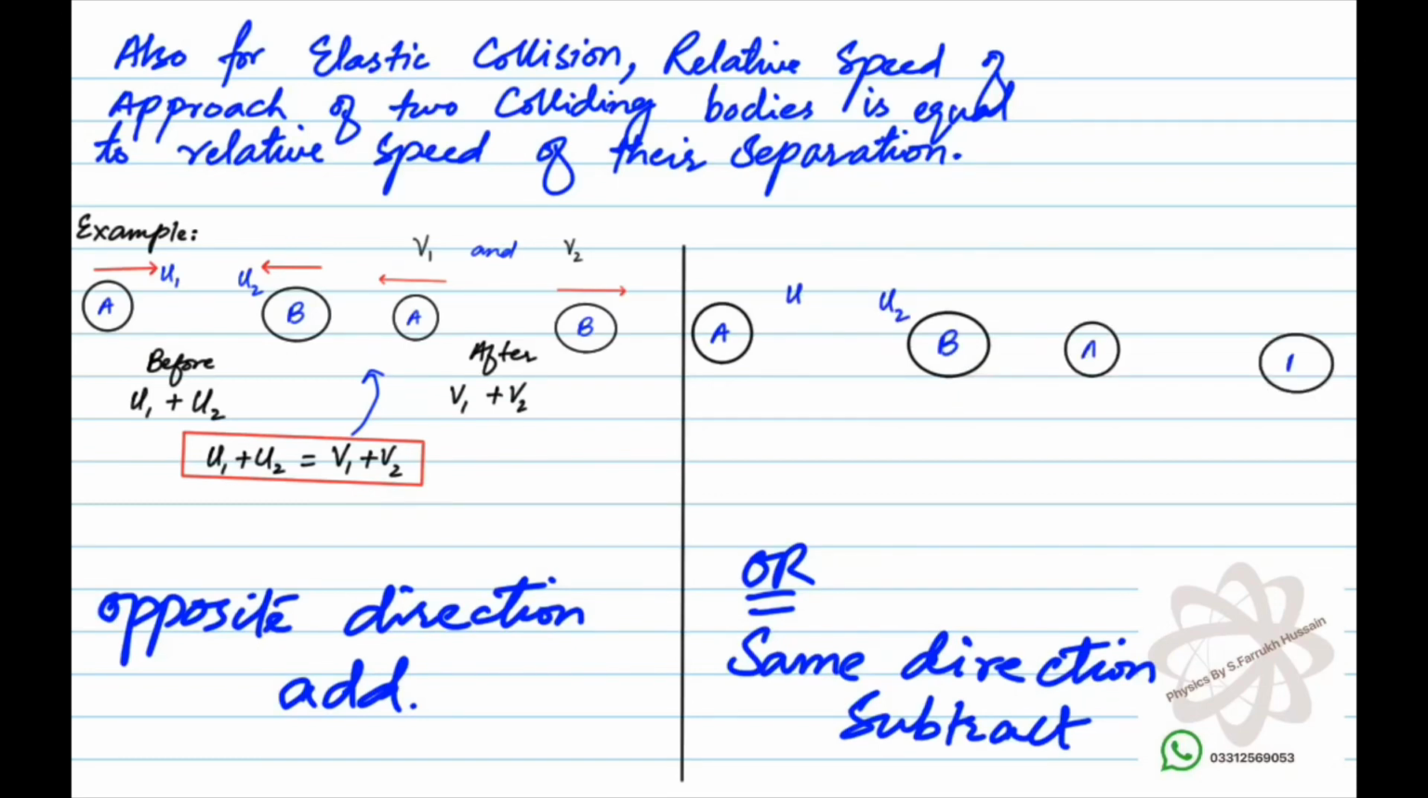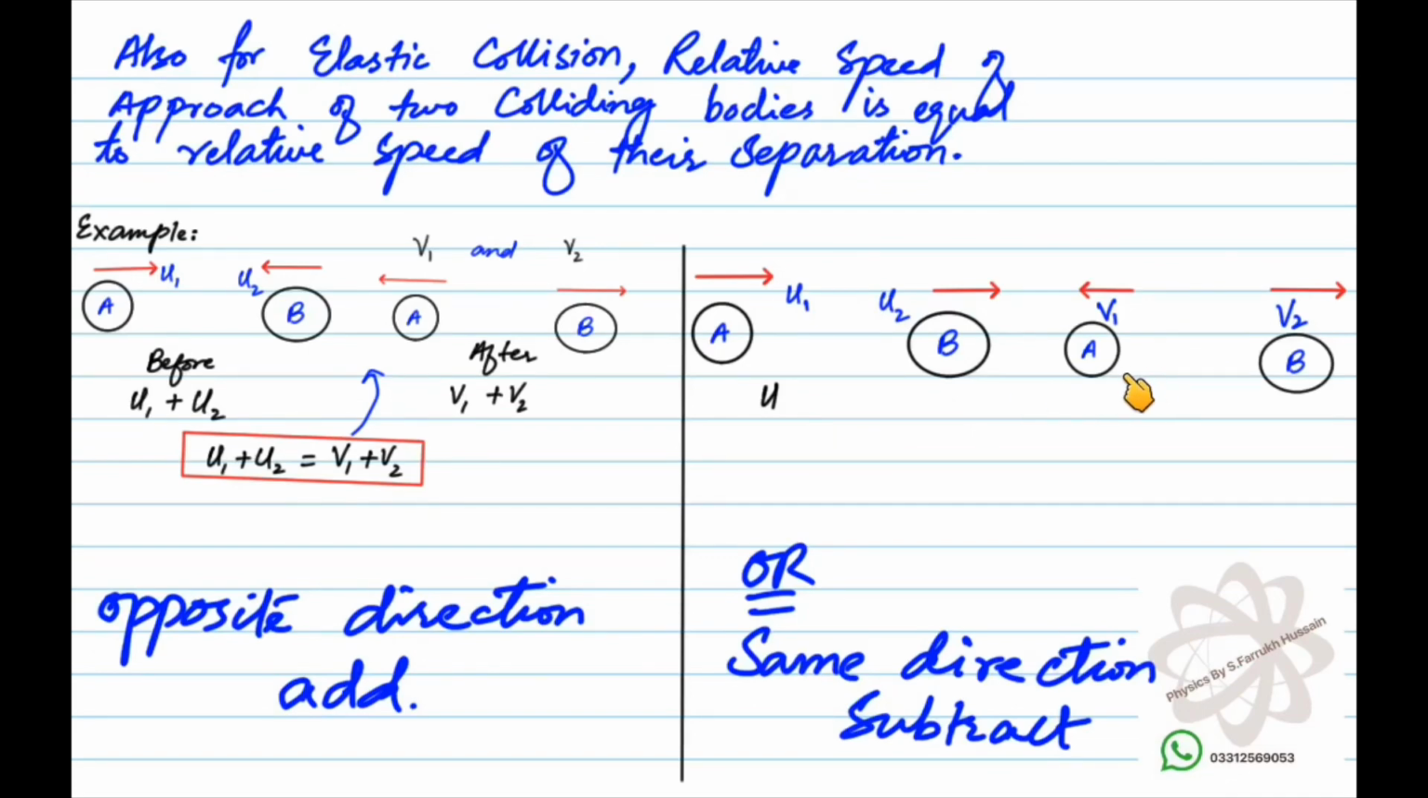Object A and object B are moving in the same direction. Let's say the speed of object B is 10 meters per second. The speed of object A is 6 meters per second. So in 1 second, object B will cover 10 meters, object A will cover 6 meters. So after 1 second they will be 4 meters apart, and similarly after 2 seconds they will be 8 meters apart. So actually their relative speed of approach is 4 meters per second.